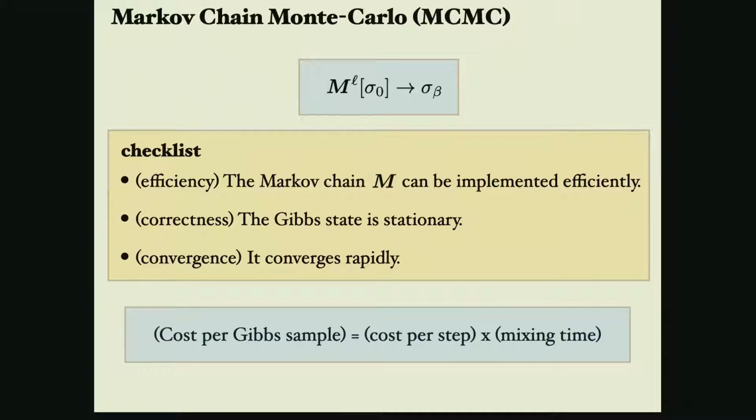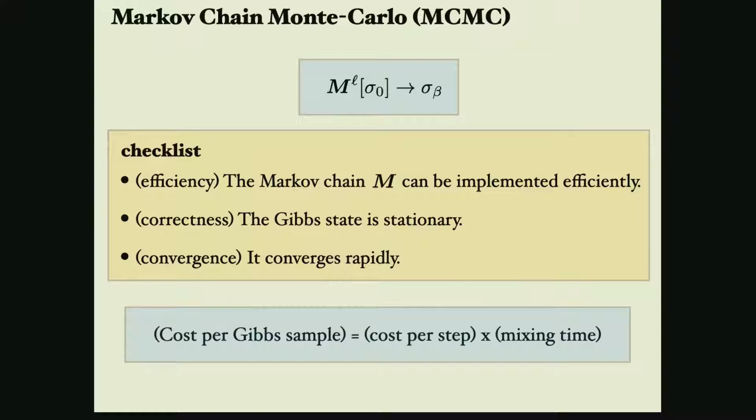In particular, here's a checklist you want to go through to make sure that it's actually working. So first, it must be efficiently implementable. You want to efficiently implement this matrix M in your randomized algorithm. And second, you want the Gibbs state to be stationary, so it's the fixed point of this matrix. With the first two, you can already run this algorithm and just wait. You might not know how long it's going to take to converge, but you can wait long enough, and maybe it works.